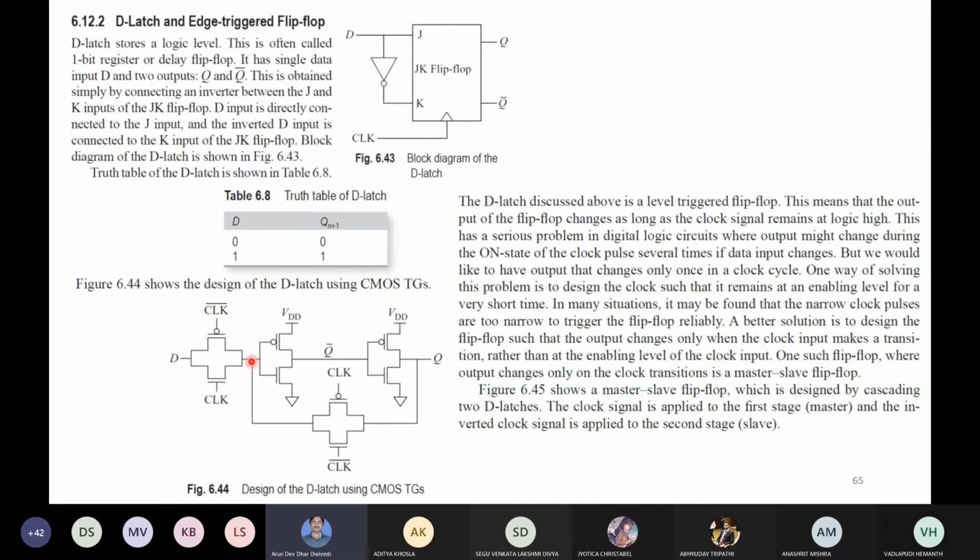Whatever the state, it is inverted, giving Q bar, further inverted, giving Q, and from here again feedback is given. So simply this is the D flip flop also, and here is clock, and here clock bar.